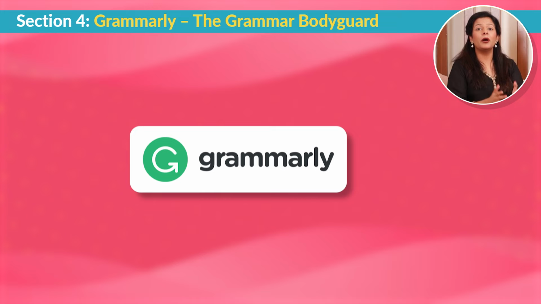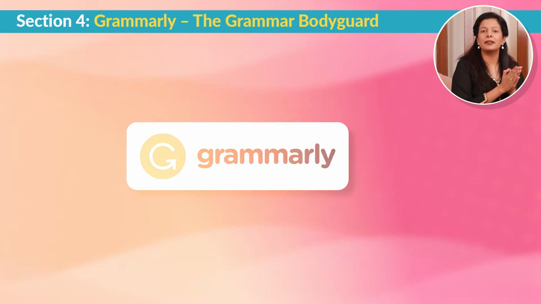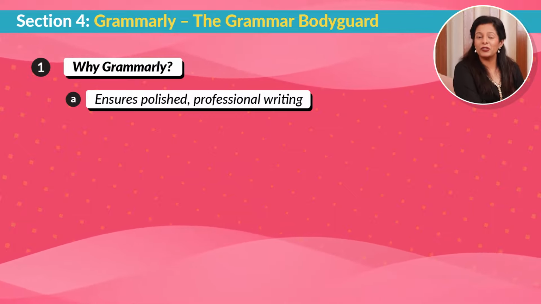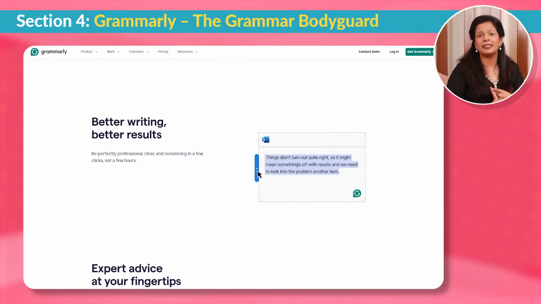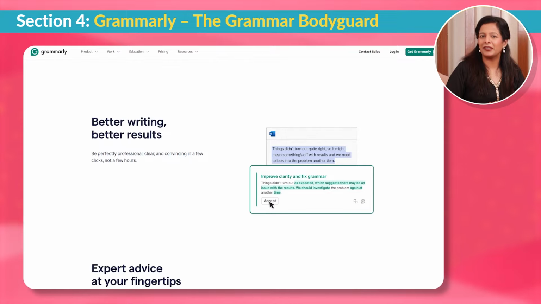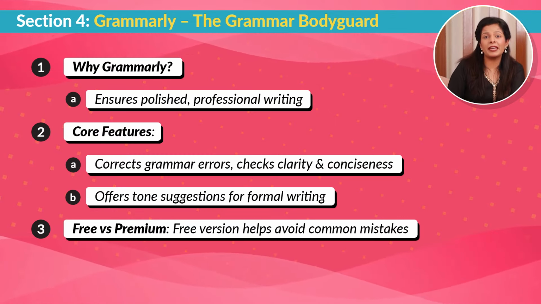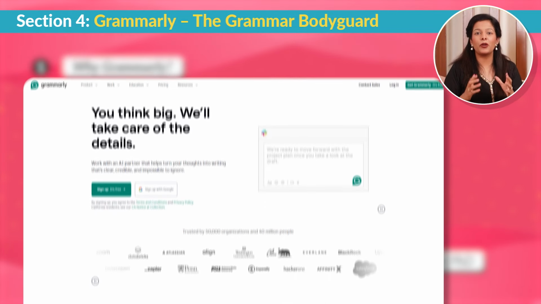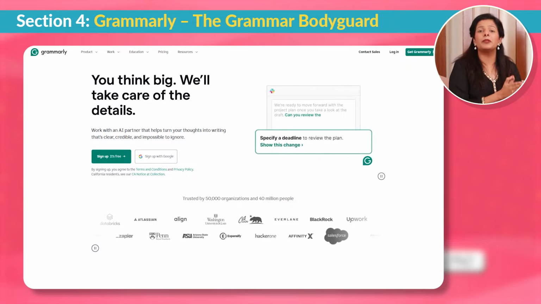Moving on, let us talk about Grammarly, a tool that every research scholar secretly loves. Good grammar always leaves a good impression, and Grammarly makes sure your writing is polished and professional. Grammarly corrects grammar errors, checks clarity and conciseness, and even offers tone suggestions for formal writing. It comes in both free and premium versions, but even the free version can help you avoid common mistakes. Grammarly can be a lifesaver when you are preparing assignments, research proposals, or even your statement of purpose for PhD applications.